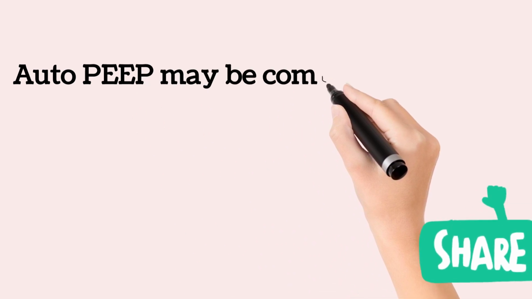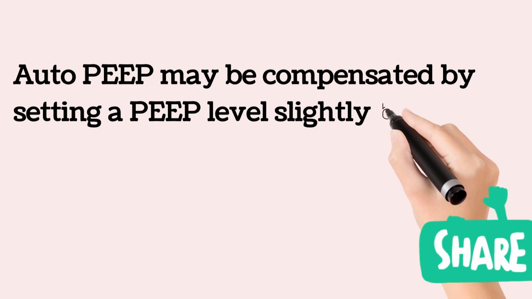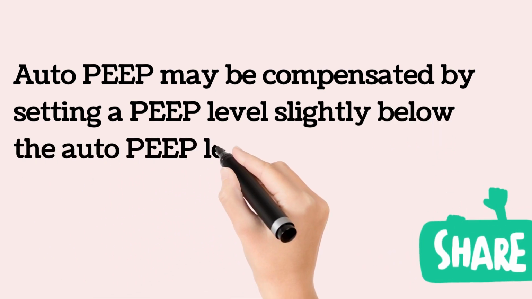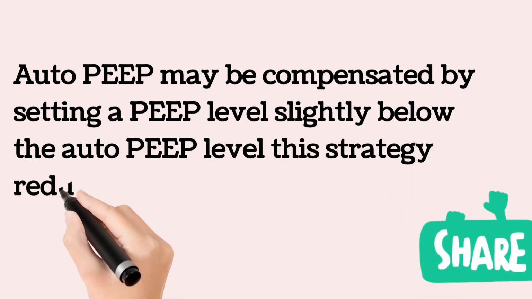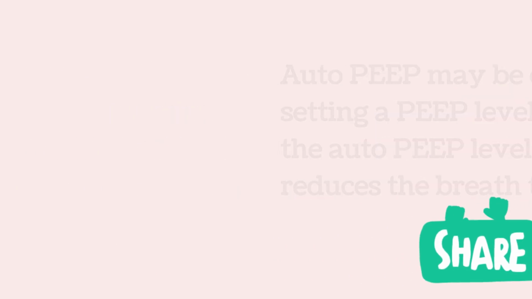Auto-PEEP may be compensated by setting a PEEP level slightly below the Auto-PEEP level. By this, the end expiratory baseline pressure increases and this reduces the breath trigger effort.